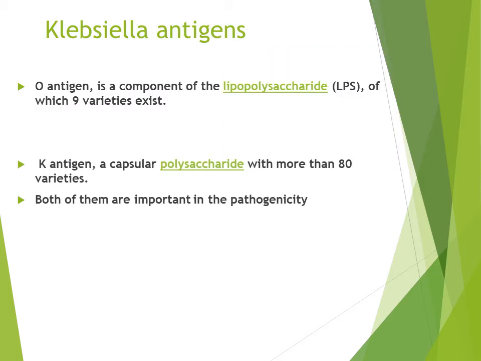What are Klebsiella antigens? Klebsiella have two types of antigens. These are O antigen and K antigen. O antigen is a component of lipopolysaccharide, of which 9 variants exist. K antigen is a capsular polysaccharide with more than 80 variants.